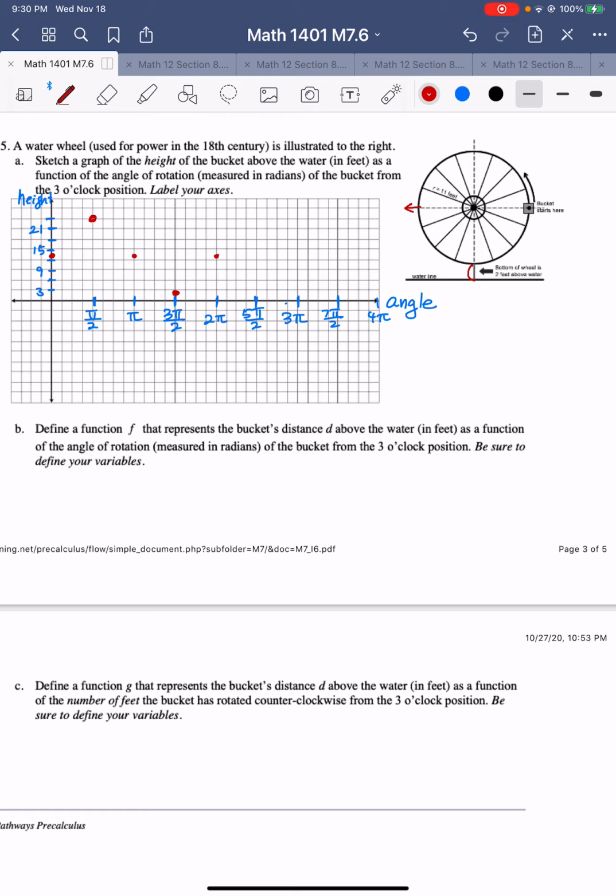And then 5 pi over 2 goes back to 24. And then 3 pi goes back to 13. And 7 pi over 2 is now at the bottom, which is 2 feet away from the ground. And then 4 pi will be 13. Okay, so if you put it in, you'll see this kind of graph.